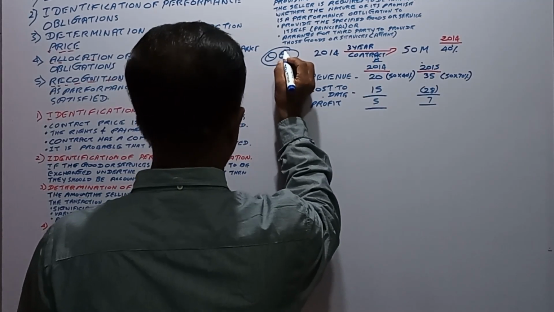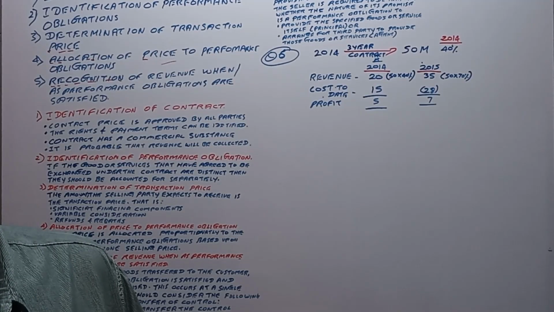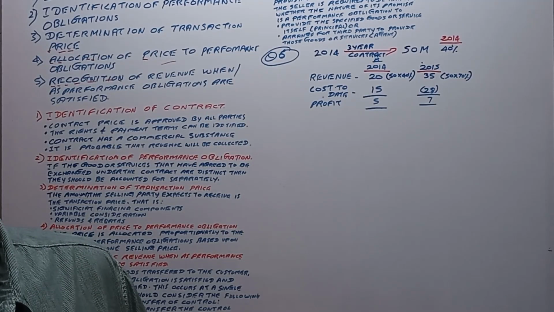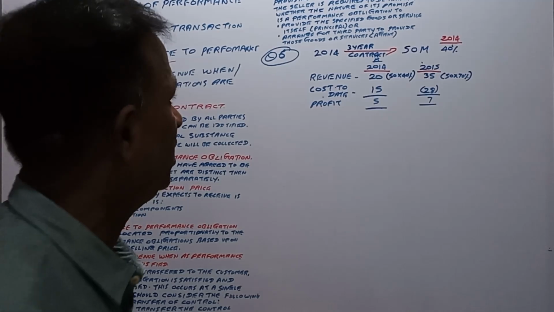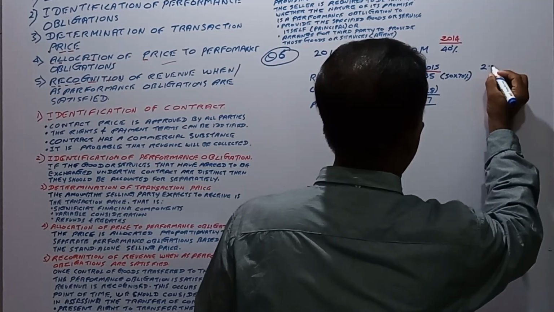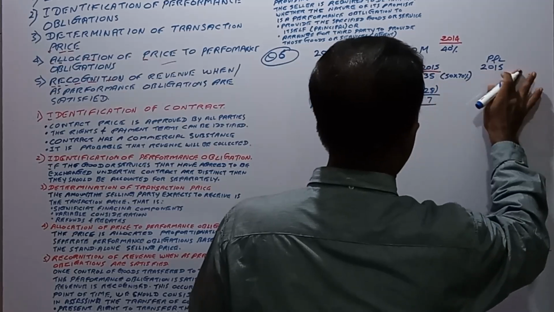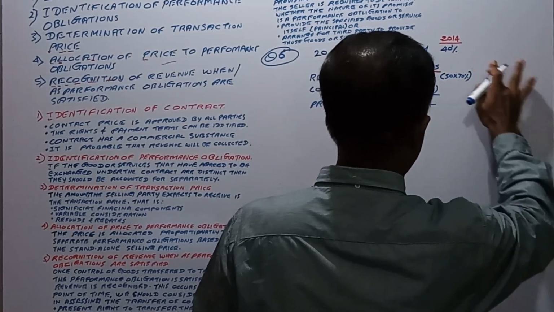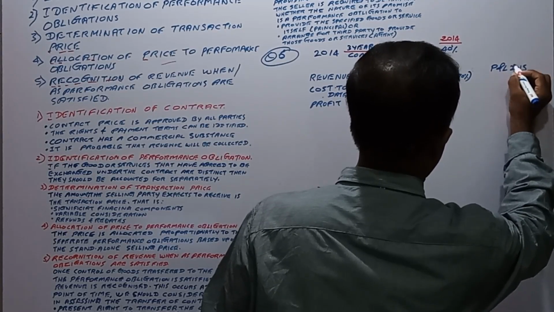Next one is a continuation of 5. At 31st December, the costs incurred are 28 million and 70%. Calculate the revenue and cost to be recognized in the statement of profit and loss account for the year ended 2015. So how much in P&L for 2015 do we have to show?